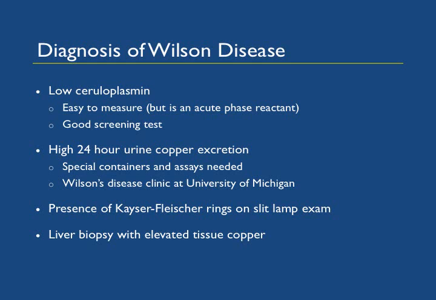A diagnosis can also be at least suspected by observing the presence of brown Kaiser-Fleischer rings in the eyes on slit lamp examination. Any ophthalmologist can perform this test. Finally, liver biopsy can be done to measure tissue copper, and this would be a diagnostic test as well. Again, the tissue needs to be specially handled and processed to prevent contamination and artificially high values.